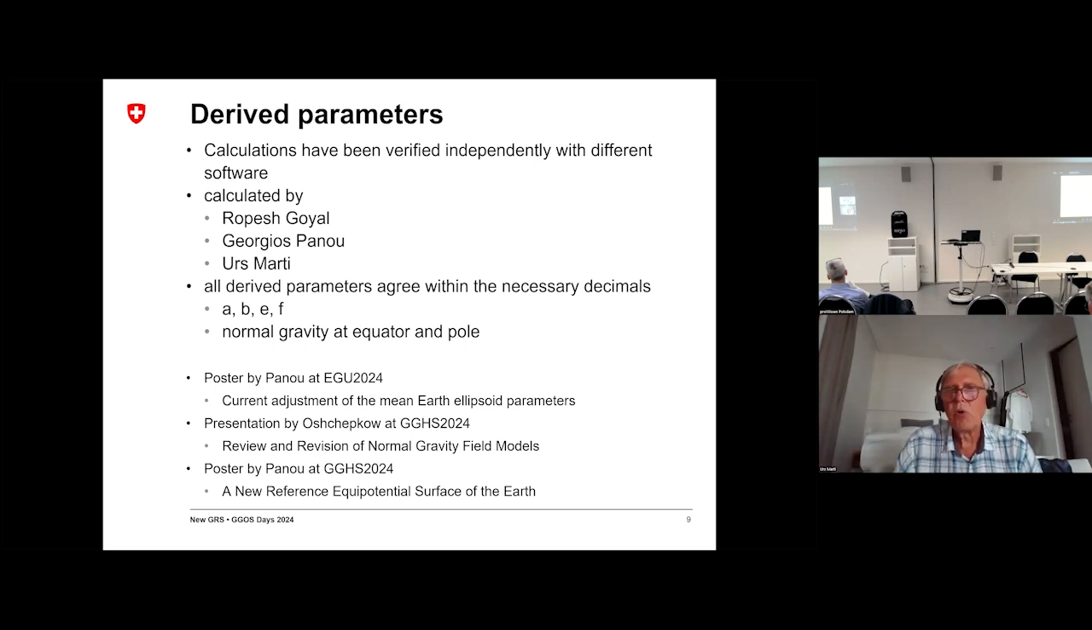There are some more presentations this year that were presented by working group members, so a poster by George Banu at the EGU, then a presentation by Ilya Shchepkov at the GGHS just some weeks ago, and another poster by George Banu as well at the GGHS.